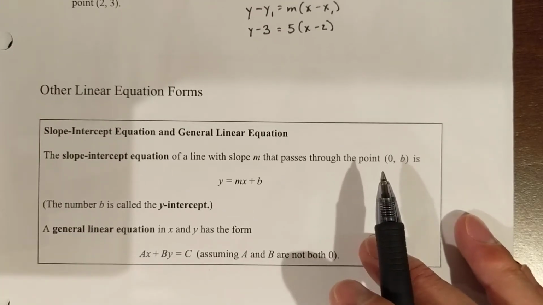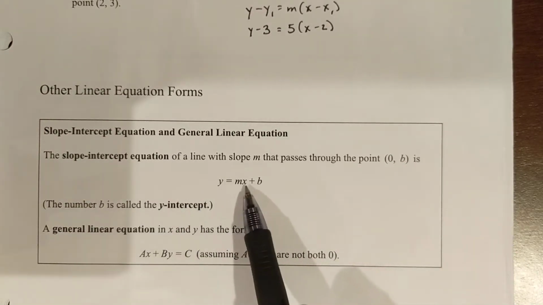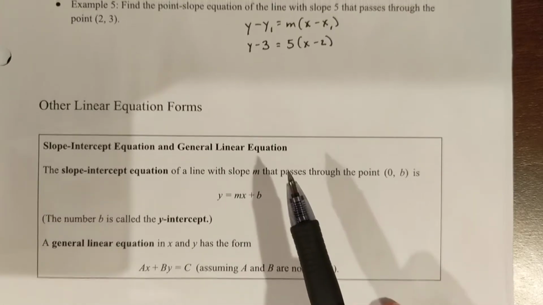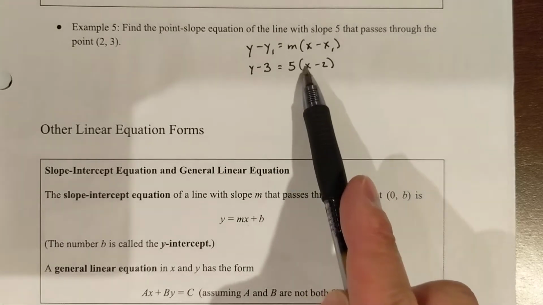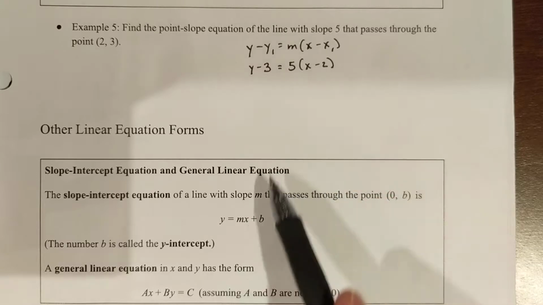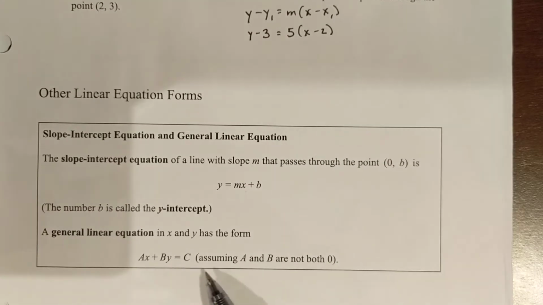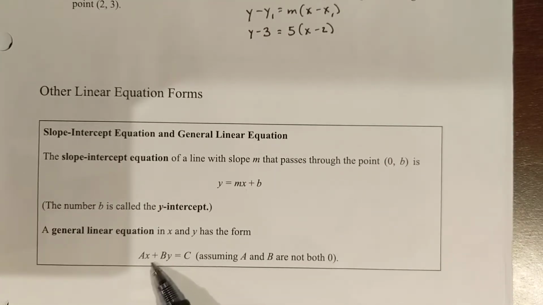So other linear equations, so you have slope-intercept form, which is mx plus b. That's what you would get if you distributed your 5 and added the 3 across. Then you'd end up in slope-intercept. You also have general form or standard form, which has ax plus by equals c, and both a and b can't be 0.